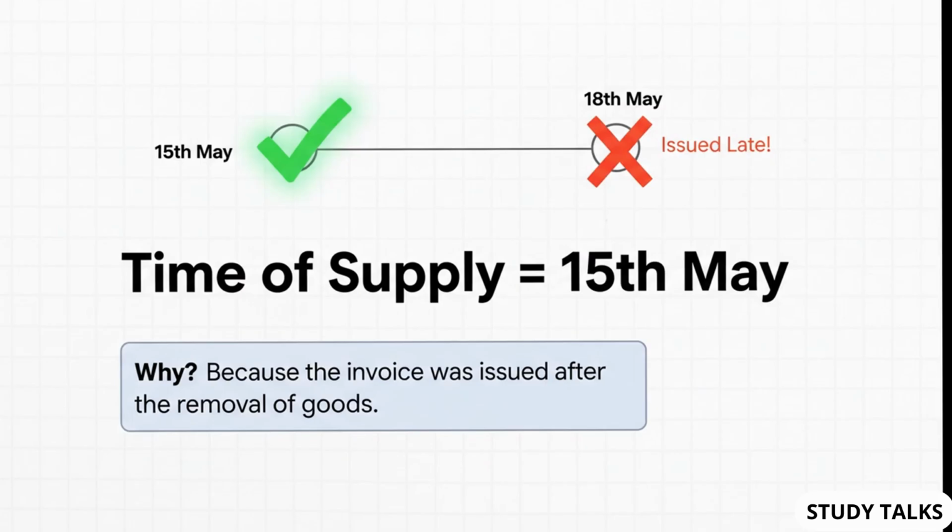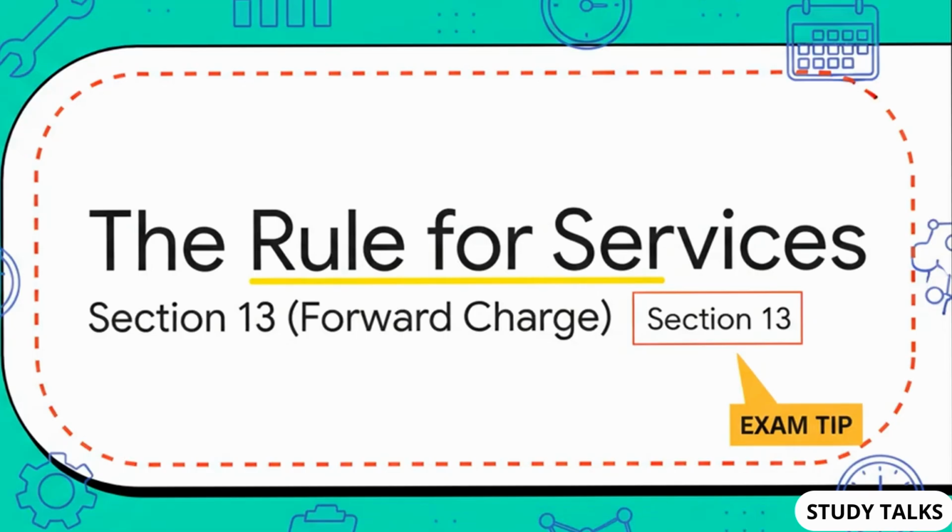The time of supply gets triggered on the date of removal, simply because the invoice was late. See, the law doesn't care if you're running behind. It locks in the liability at the earliest possible moment. Okay, so we've totally nailed it for goods. But now, let's switch gears and talk about services under Section 13.